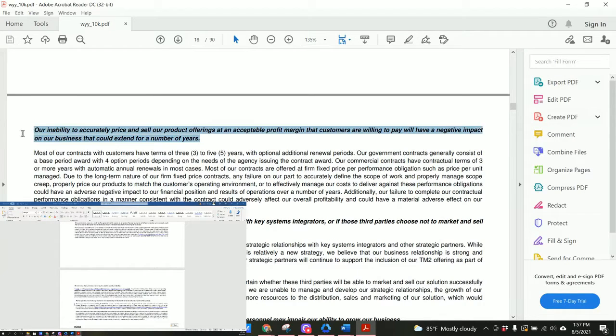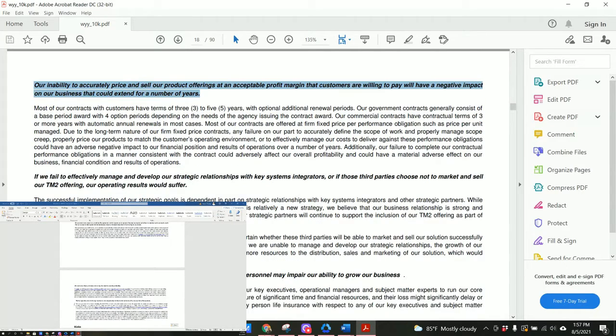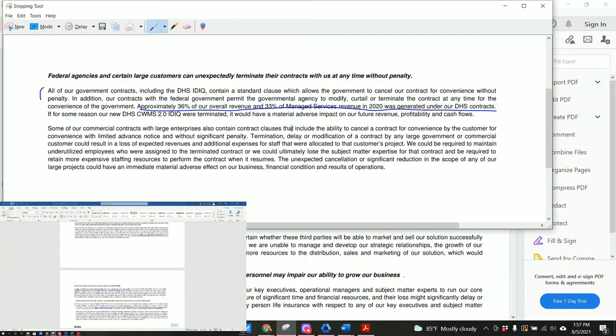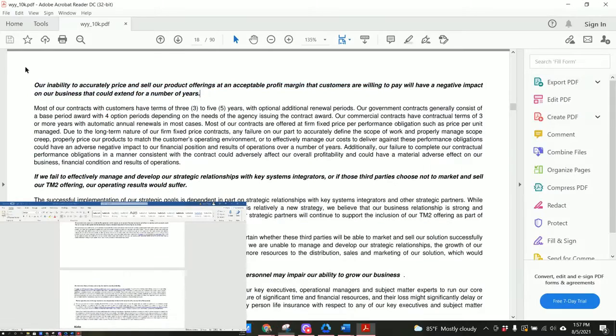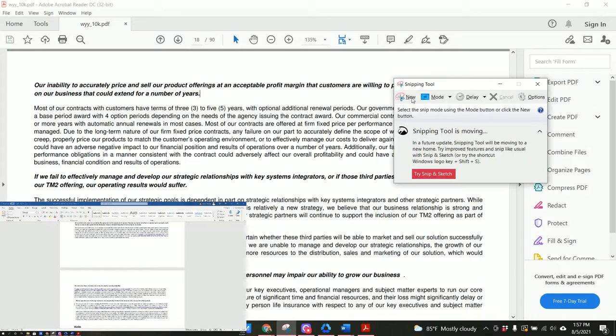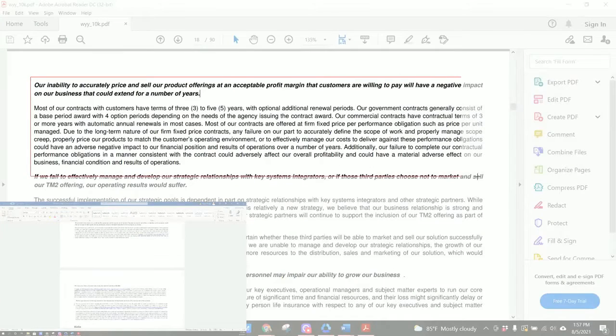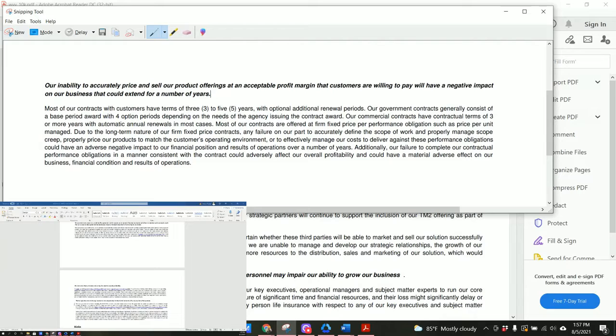Okay, this is pretty standard as well. This is interesting. Most of our customer contracts have terms of 3 to 5 years, with 4 option periods I see below, depending on the needs of the agency.